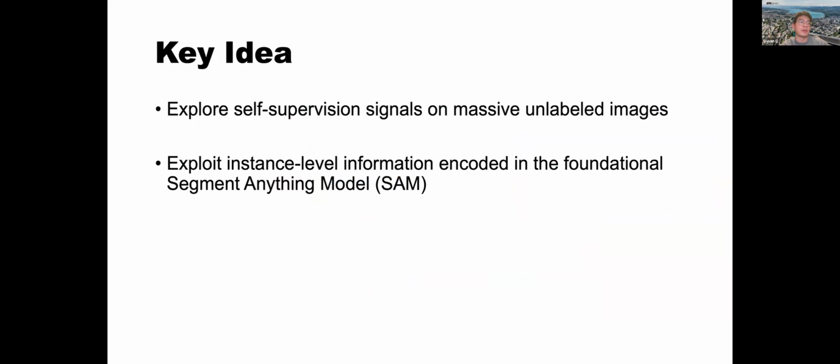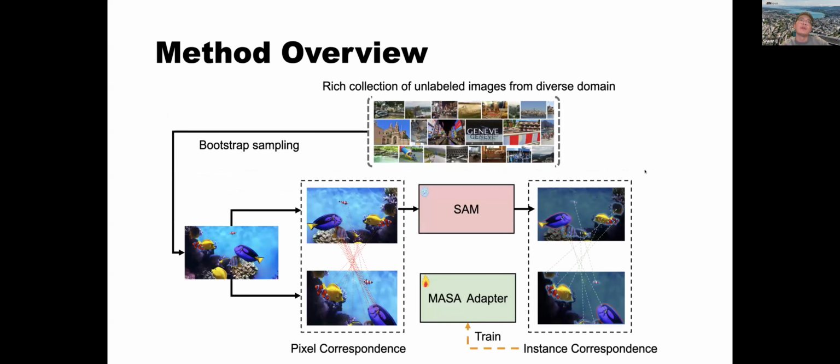we want to explore self-supervision signals on those massive unlabeled images. We do not only want to use ImageNet-kind of very clean, object-centric images, and we are able to do so by this new segmentation foundation model called SAM. SAM can give very accurate instance-level information that is already encoded in the SAM pre-training. So the whole idea of our model is very, very simple.